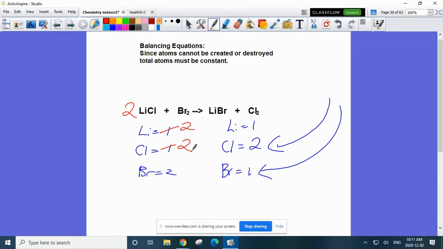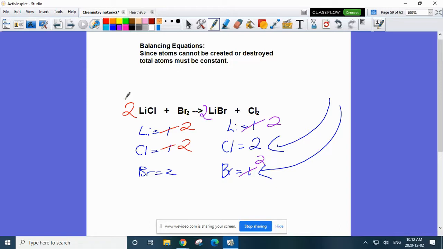Next thing I'm going to go after is my bromine. I see I have 2 bromines on the left side and only 1 on the right side. So I'm going to, this time, multiply by 2 over here. So that means my lithium will become 2. I'm going to fix that in a moment. Now my bromines are 2. All right, now let's go back and fix the lithium. Oh, look, it has fixed itself.